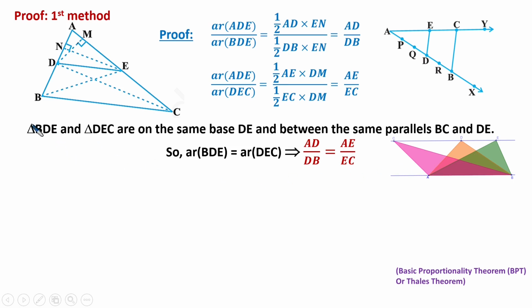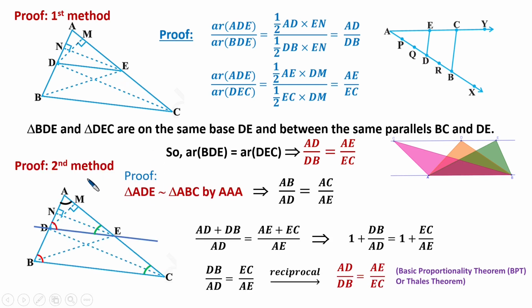So here I write that triangle BDE and triangle DEC are on the same base DE and between the same parallels BC and DE. So the area of triangle BDE and DEC is the same. If these areas are equal, then AD by this and AD by this are the same, so I can write AD by DB is equal to AE by EC. So this is the basic proportionality theorem. That is AD by DB is equal to AE by EC.